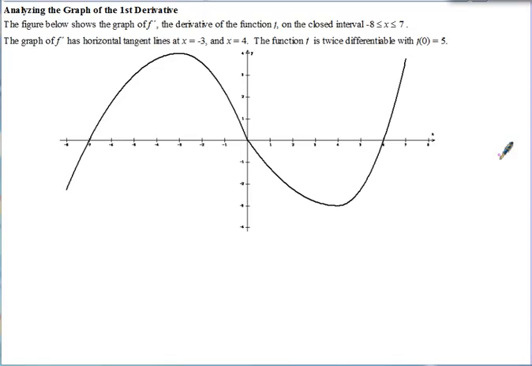These are the notes for AP Calculus on the topic of analyzing the graph of the first derivative. It says the figure below shows the graph of f prime, the derivative of the function f, on the closed interval from -8 to 7.